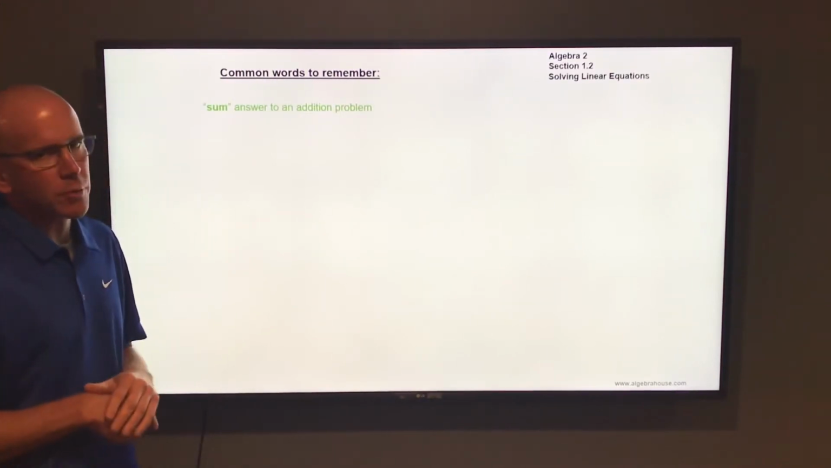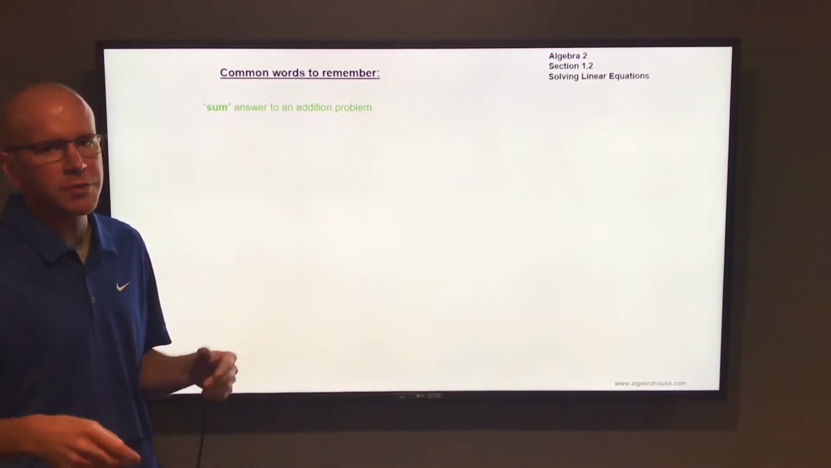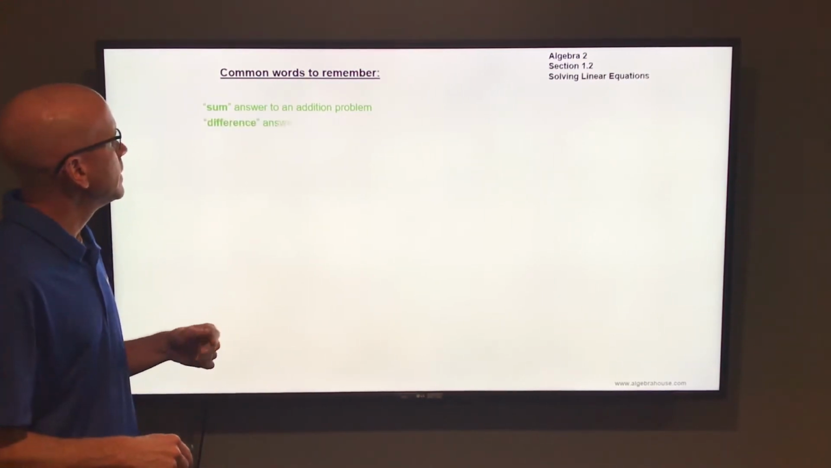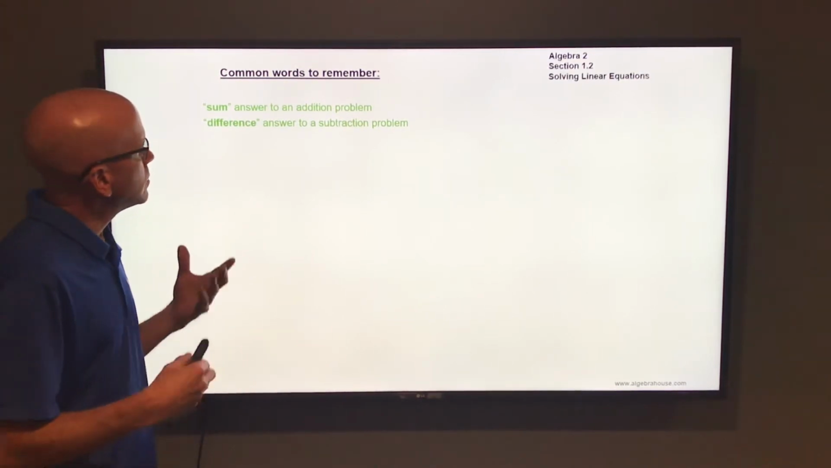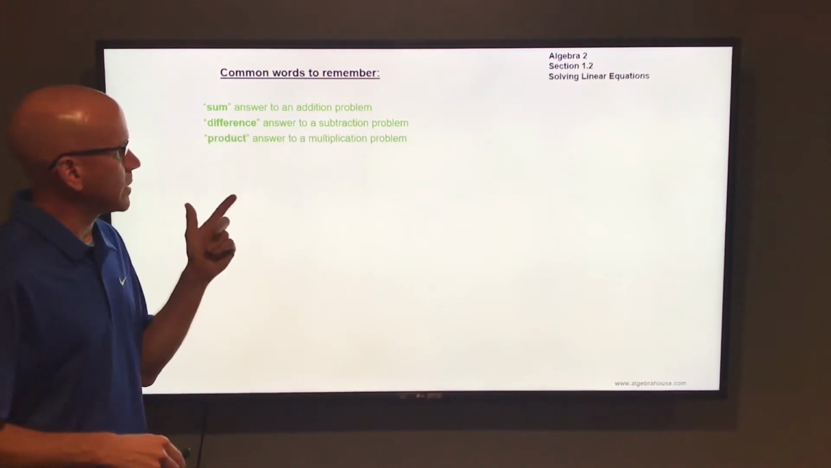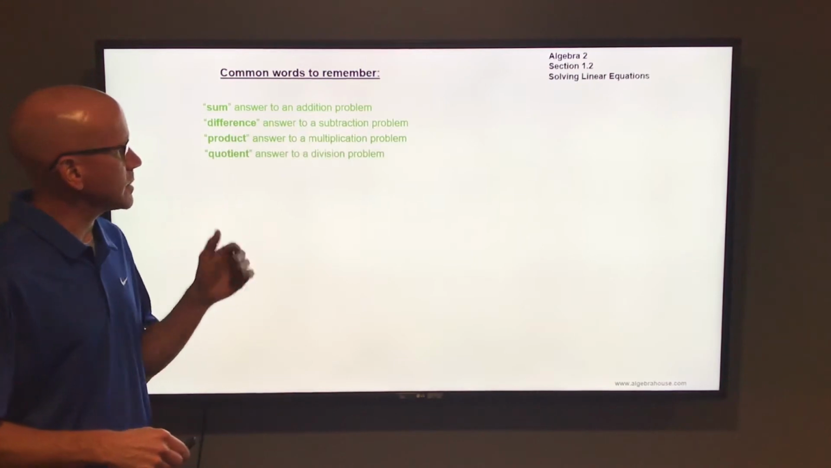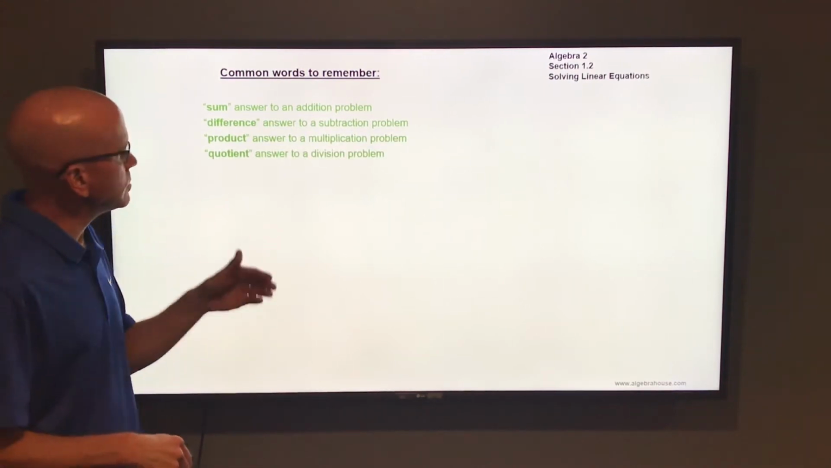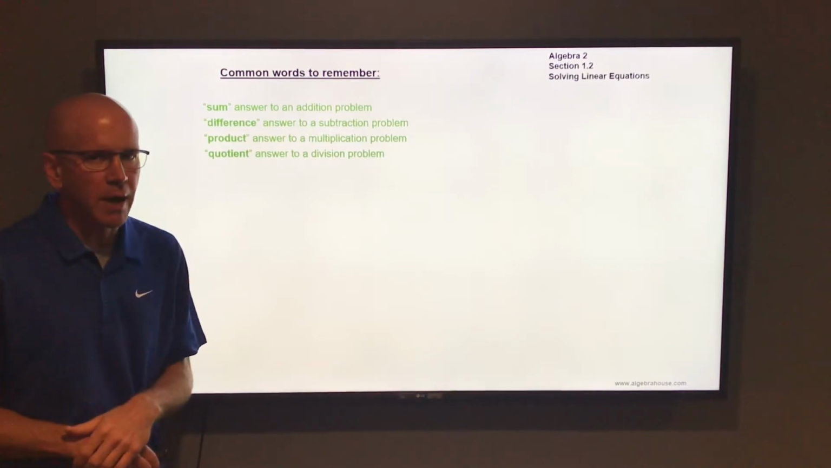Some common words to remember. Sum is the answer to an addition problem. So when you see or hear the word sum, that means you are adding. Difference is the answer to a subtraction problem. So when you see or hear difference, that means you are subtracting. Product is the answer to a multiplication problem. And finally, quotient is the answer to a division problem. So when you see product, you're multiplying, and when you see quotient, you are dividing.